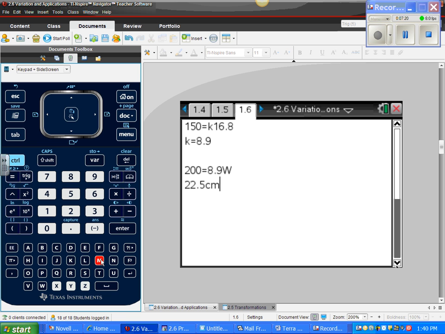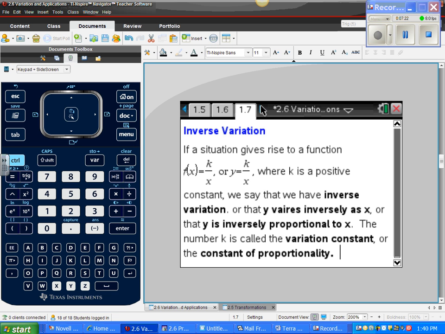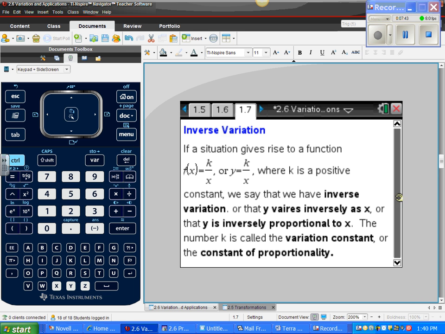All right, let's look at the next page. Let's talk about inverse variation. So inverse variation is when you have a situation that gives rise to a function f of x equals k divided by x, or y equals k over x, where k is a positive constant. We say that we have an inverse variation, or that y varies inversely as x, or that y is inversely proportional to x. The number k, again, is called the variation constant, or constant of variation, constant of proportionality. So it's the same kind of idea. You first take your initial x and y, you solve for k, you take k to make a new equation.